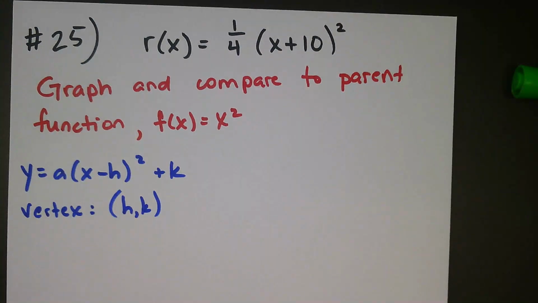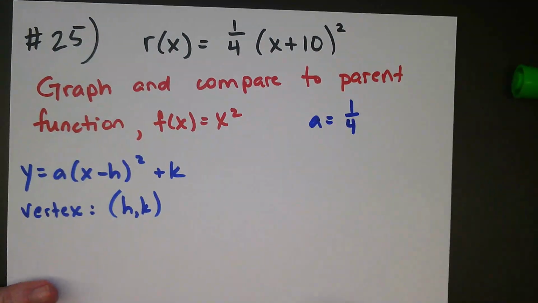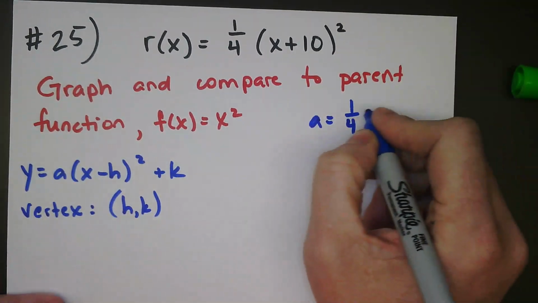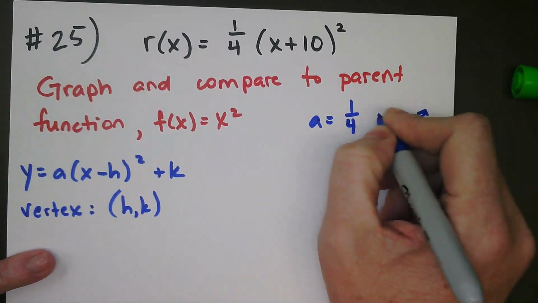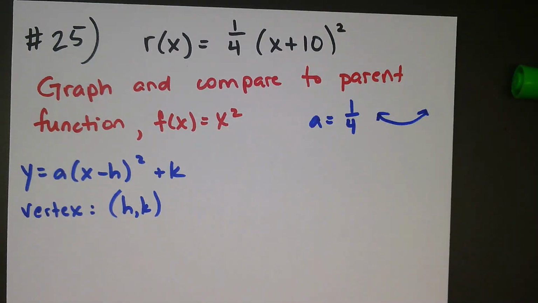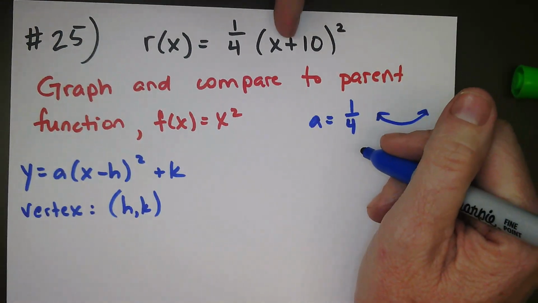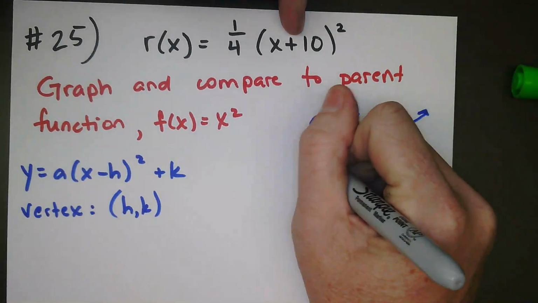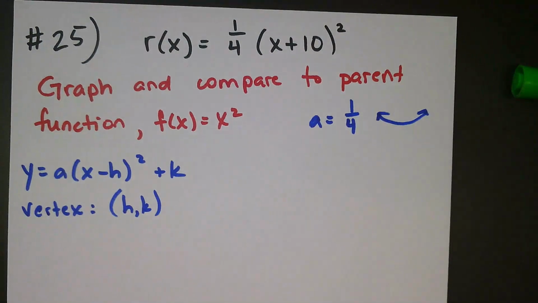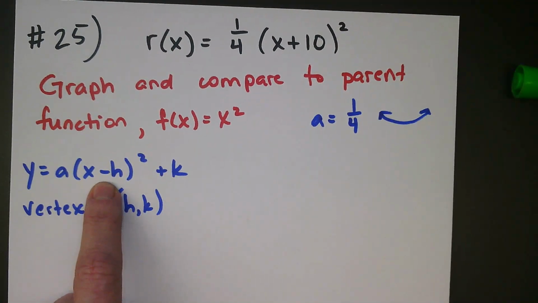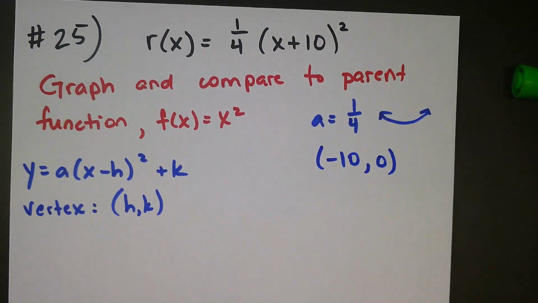So for this particular function, our a value is 1/4, which means it's going to orient up, but it's going to grow slow. This is definitely a shrink. It's going to be a wider function than the parent function because it's growing at a fourth the rate. And our specific vertex here, now this is tricky because we see addition. But my h value is actually -10, because what I see in the equation is opposite. There's supposed to be subtraction, so that would have to be minus and minus. So my vertex is going to be (-10, 0).